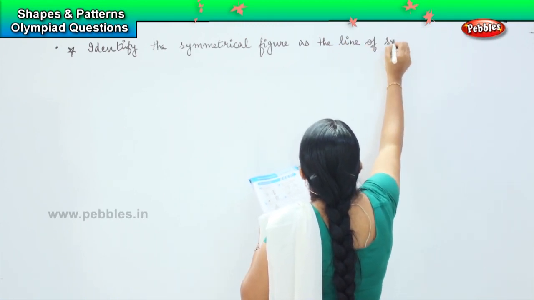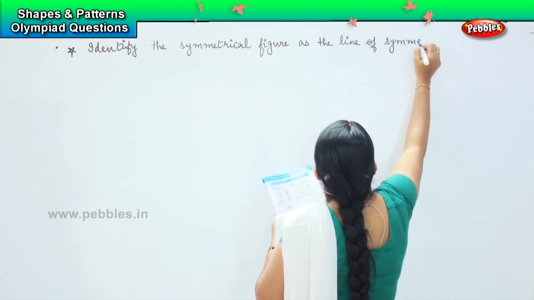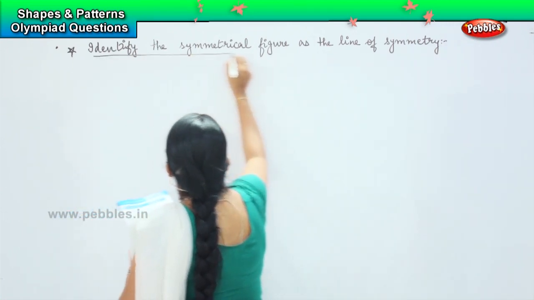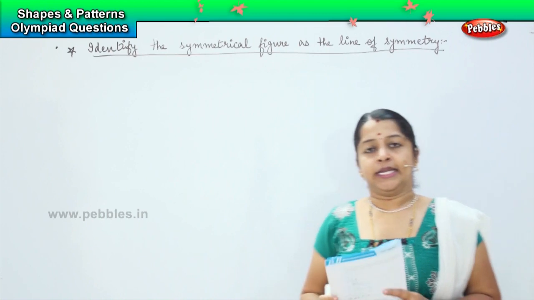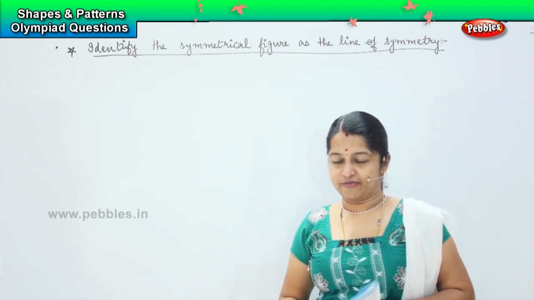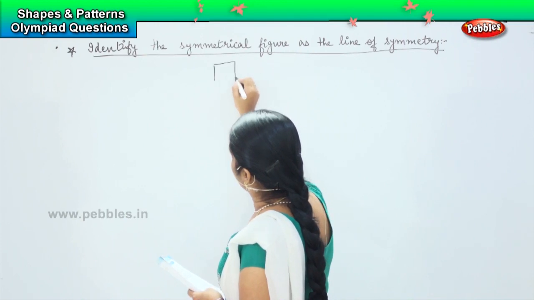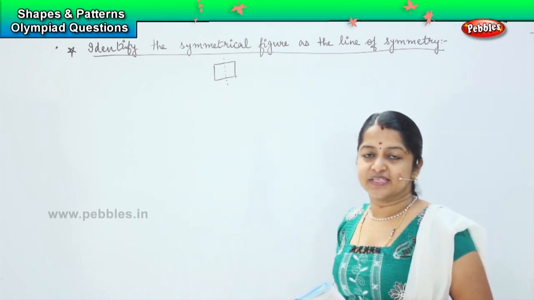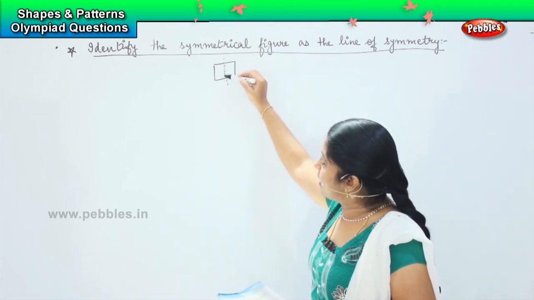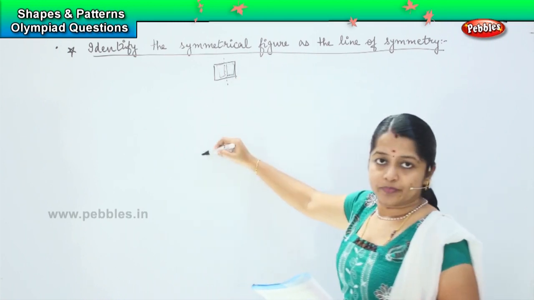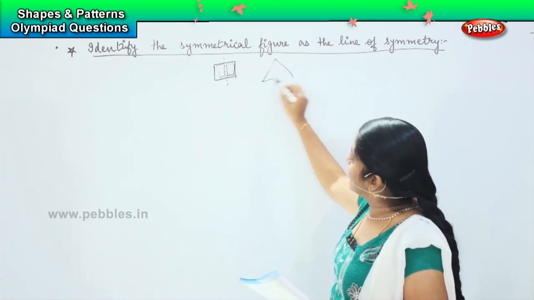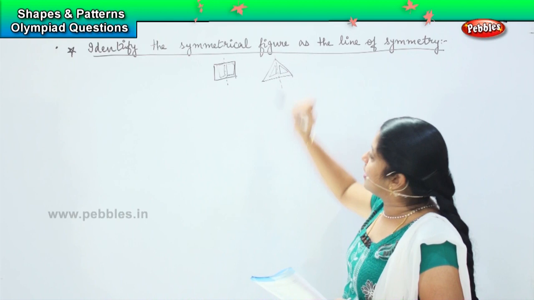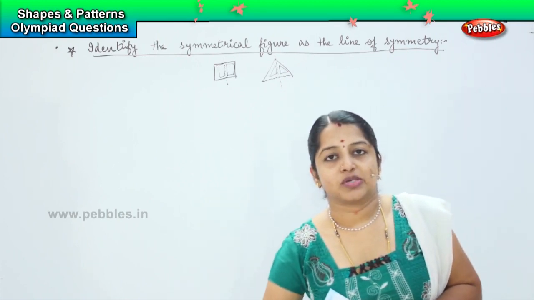Okay. So children, a symmetrical figure is generally when a particular figure can be divided into two equal halves. Irrespective of whatever shape it is, it can be divided into two equal halves. Say for example, if I draw a square and I divide it, this is called the line of symmetry. I am able to divide this part and this part as equal. Similarly, if I take a triangle and divide it equally, this part and this part are equal. So this is called a symmetrical figure.